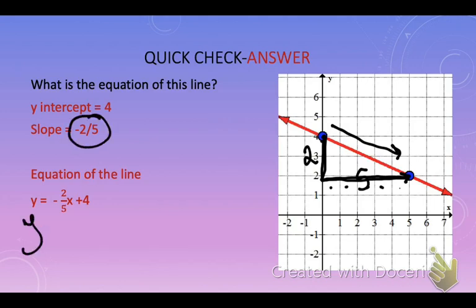And then I can just plug that into y equals mx plus b. Okay, because my y-intercept is my b. There's my slope. So double check, make sure you did that all correctly.